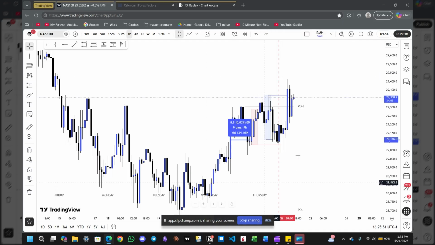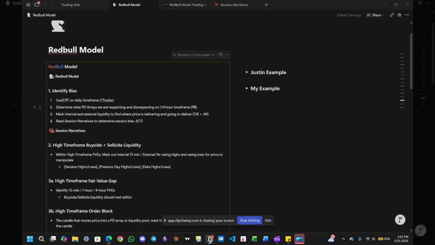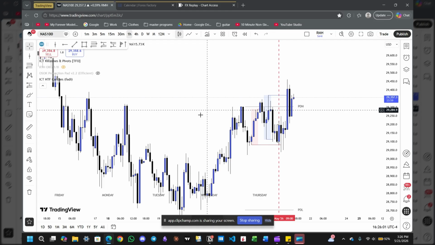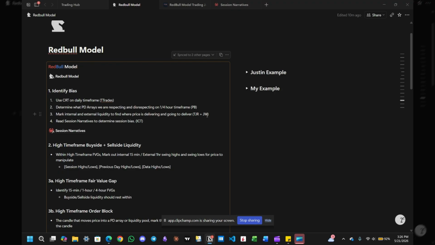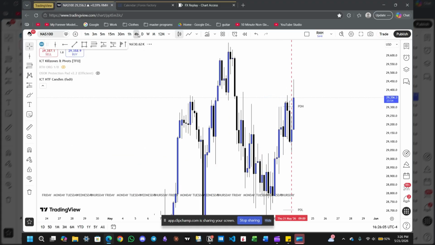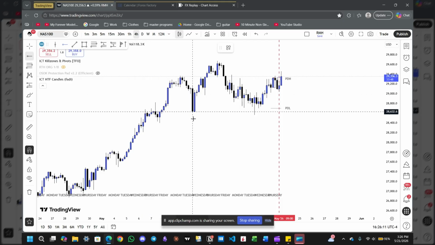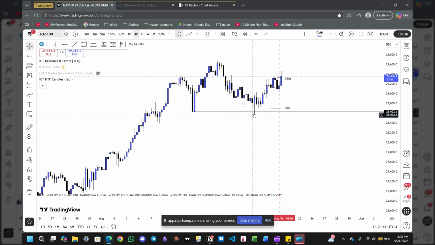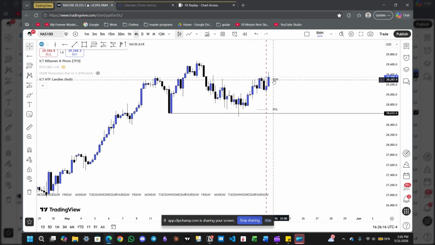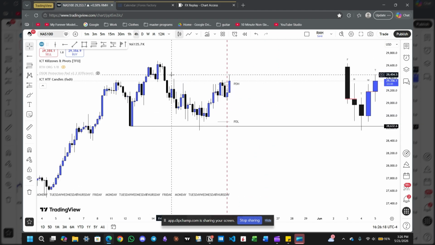Okay. The next step in my process is we mark internal and external liquidity to find where price is delivering from and going to deliver. This is a concept from TJR and Justin Werlein. They're pretty great traders. Up onto the 4 hour. Now we see this external point of liquidity, so we can mark that there. And we can see price swept that and is now delivering from that external liquidity to various internal liquidity. On the 4 hour time frame, for all intents and purposes, most of these are external liquidity points.